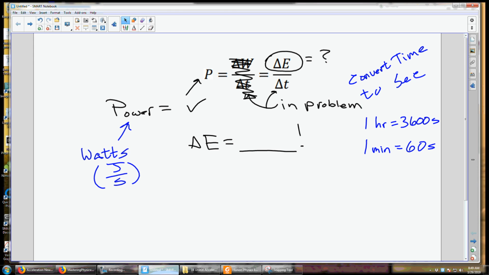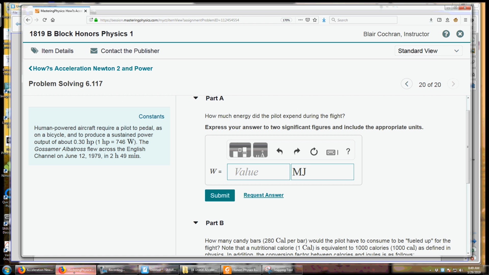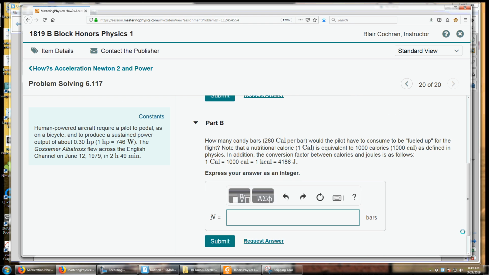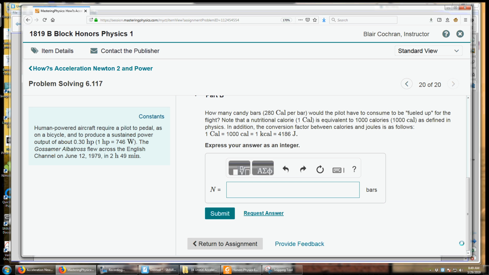All right, and then the second part, part B, they ask how many candy bars, if there's this many calories per bar, would the pilot have to consume to be fueled up? So 1 Cal, with a capital C, is equal to 1,000 small c calories, as defined in physics. And so they give you that 1 big C Cal eventually equals 4,186 joules.